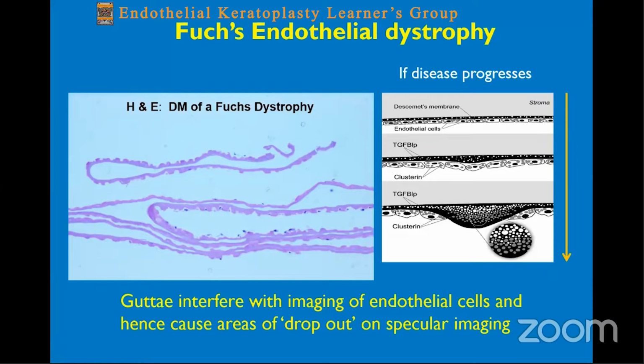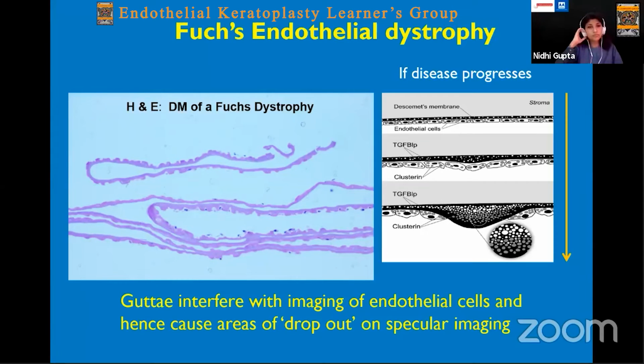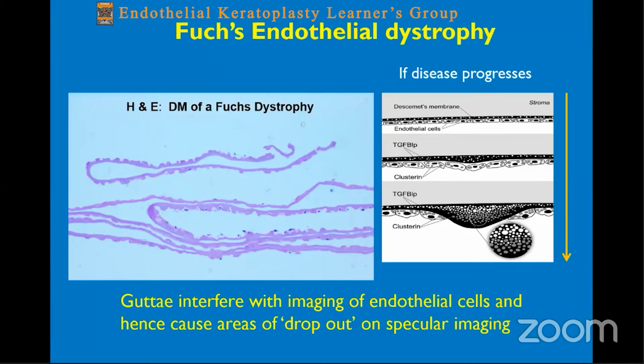Now, similar to what affects the imaging of the endothelial cell layer, in Fuchs endothelial dystrophy, because of guttae formation, there is interference on the specular image acquired through the microscopy. The guttae interfere with the imaging of the endothelial cell layer and hence cause areas of dropout on specular imaging. This dropout area will depend upon the type of guttae we see in a given patient, so it will be quite variable.